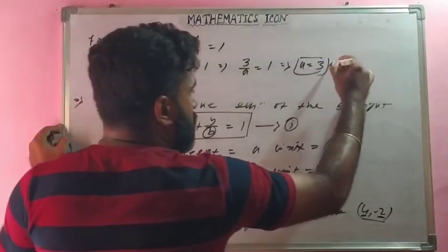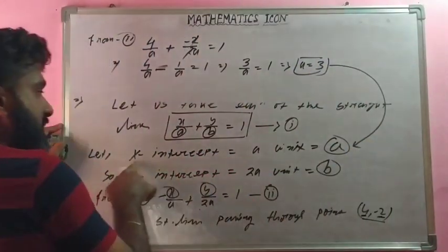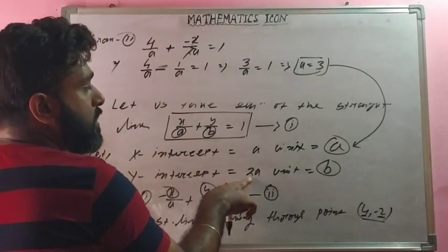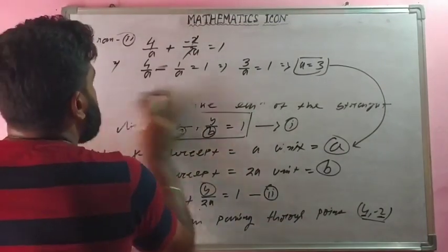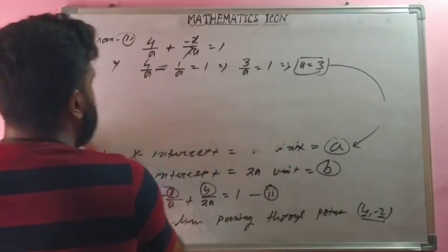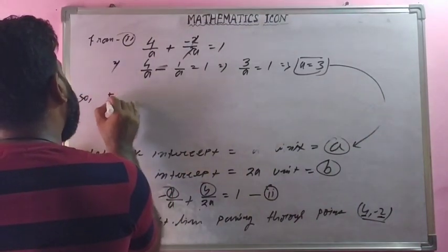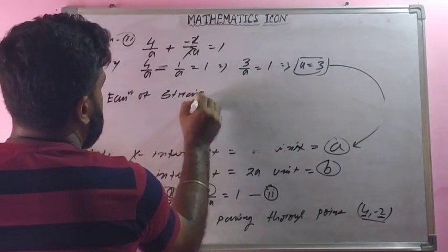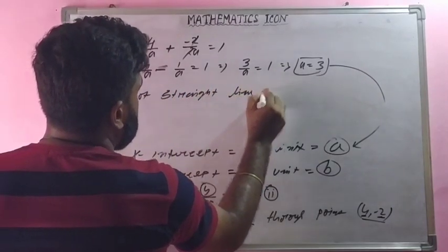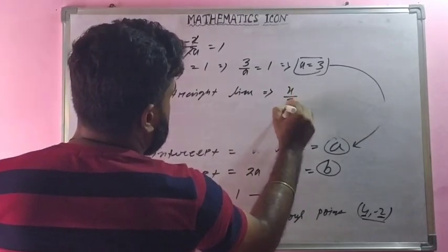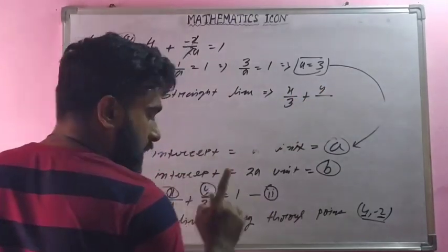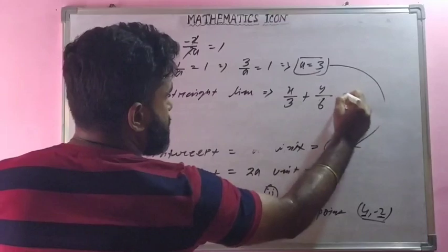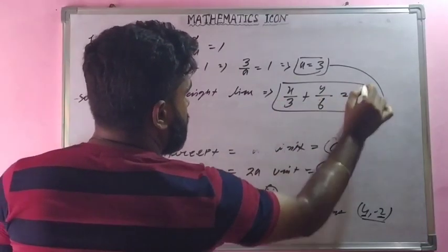So if a equals 3, what does that mean? The x intercept is 3 and the y intercept is 6. So the final equation of the straight line, x by a plus y by twice a, that means x/3 plus y/6 equals 1. That is the final straight line.